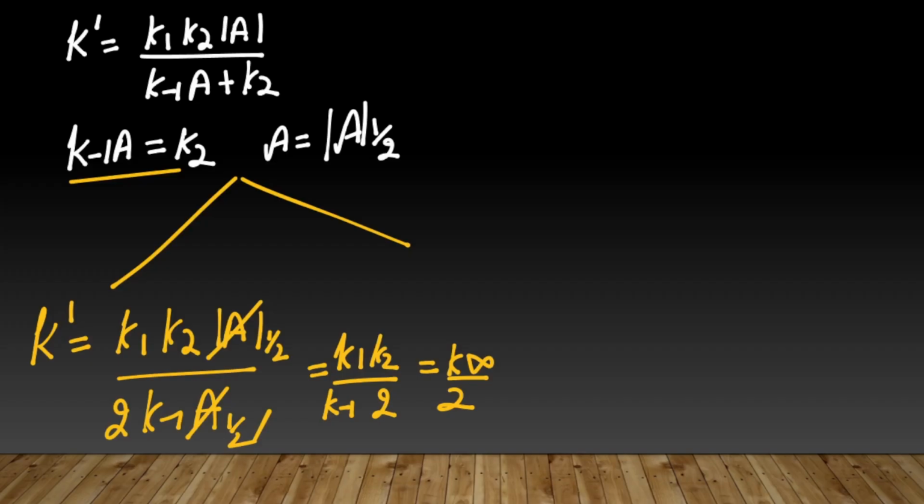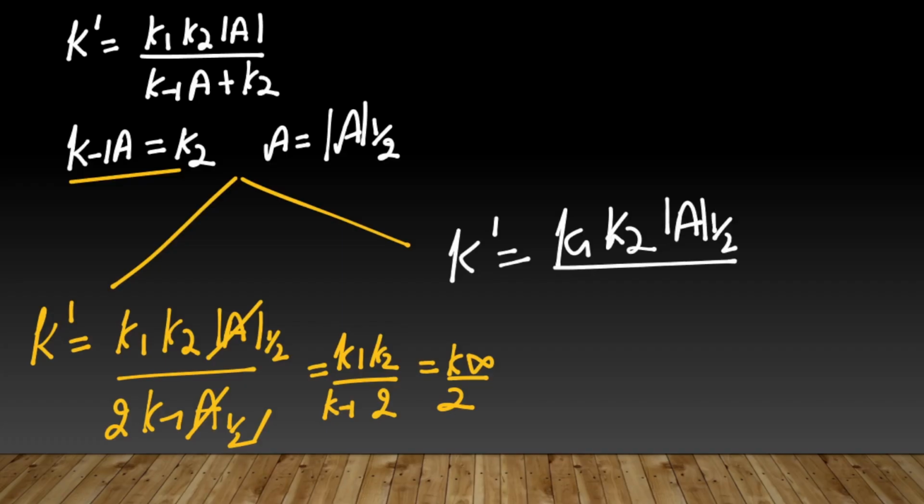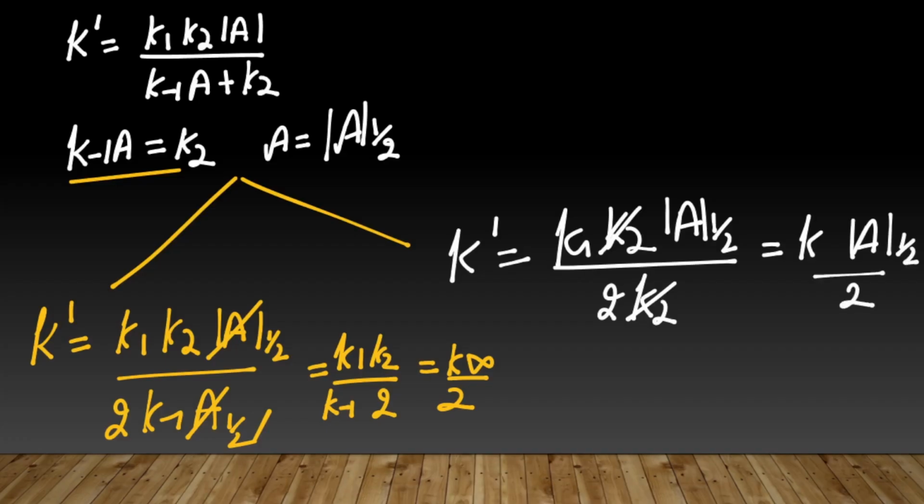Now the other case: if you substitute the value of K2 instead of K inverse of A, at that point K dash will become K1 into K2 into A half upon K inverse of A, and instead of that you are using K2. So K2 and K2 will get cancelled at that point. This is equal to K1 into A half upon 2. This is the observed rate constant.